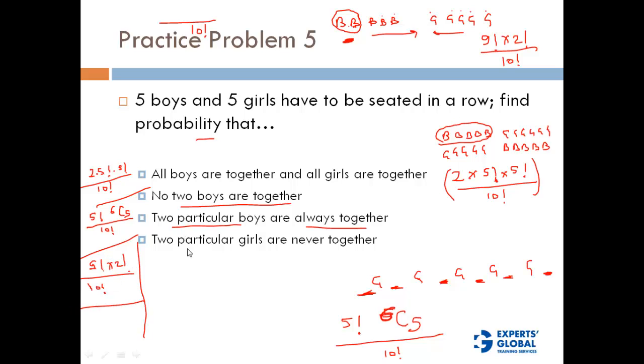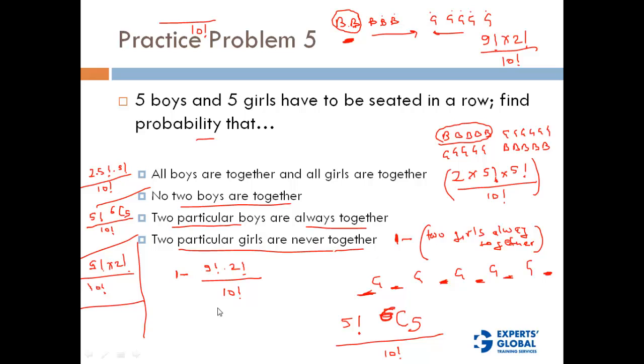Let's look at the fourth one now. Two particular girls are never together. That is 1 minus the probability of two girls always together. Correct? Two particular girls are never together is equal to 1 minus two particulars are always together. So what is that going to be? The probability of two girls always together is the same as the probability of two boys always together, which is the same as this. Correct? So the answer here is 1 minus 9 factorial into 2 factorial divided by 10 factorial.